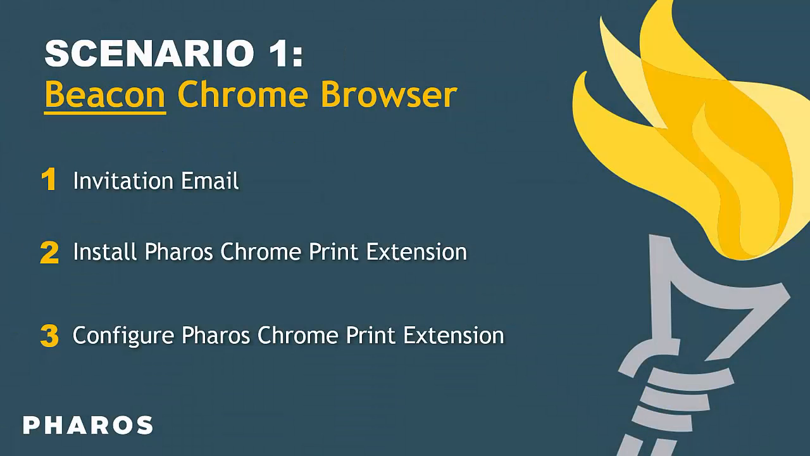In the next demonstration, we will cover the Pharos Chrome Print extension 3-step implementation from within the Chrome browser. The 3 steps are invitation email, install Pharos Chrome Print extension, and configure Pharos Chrome Print extension.